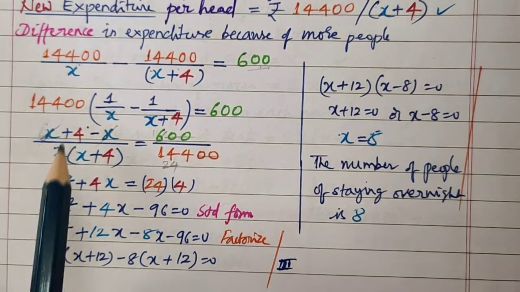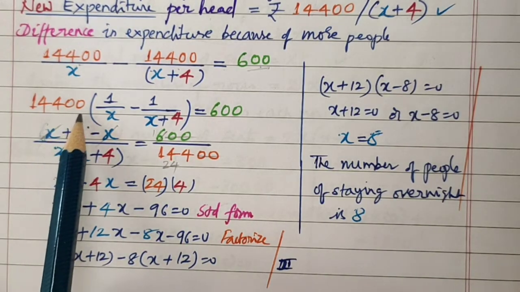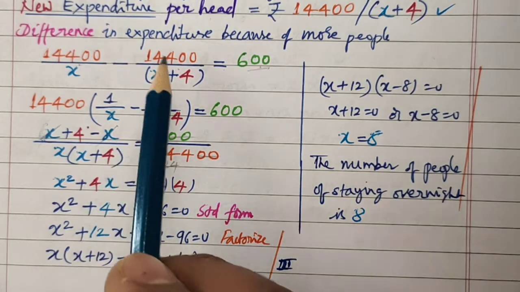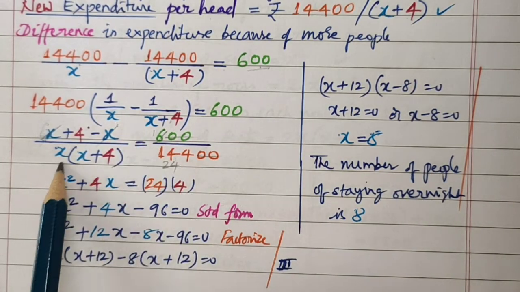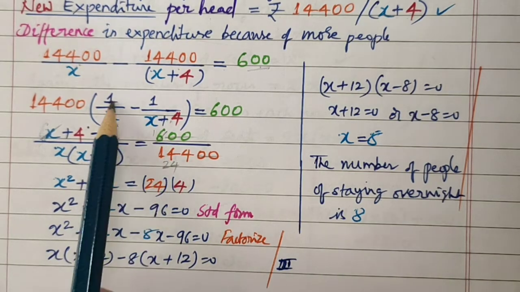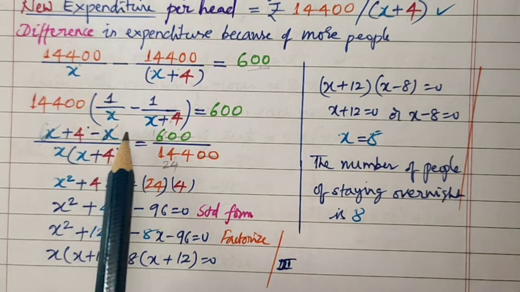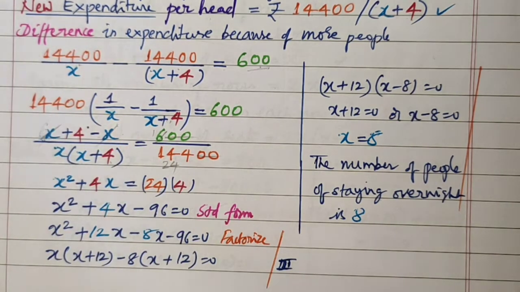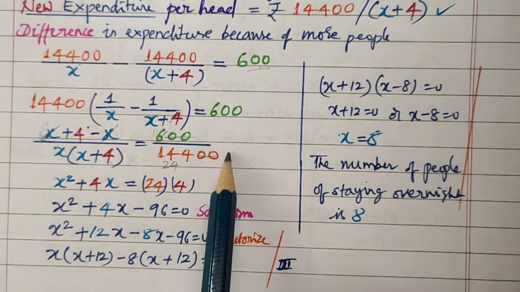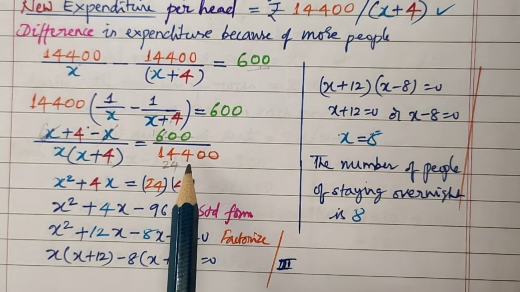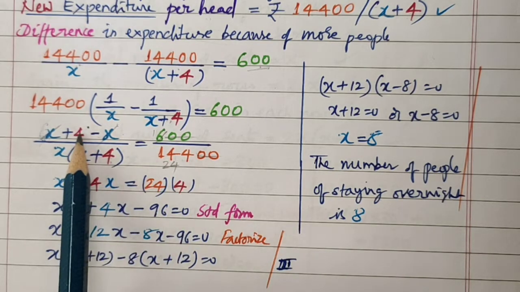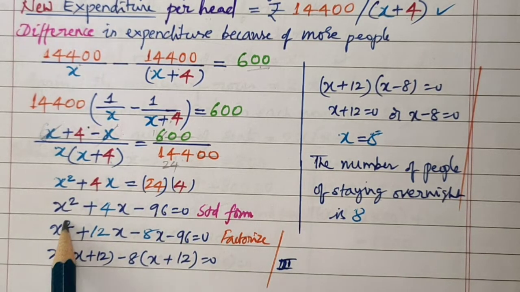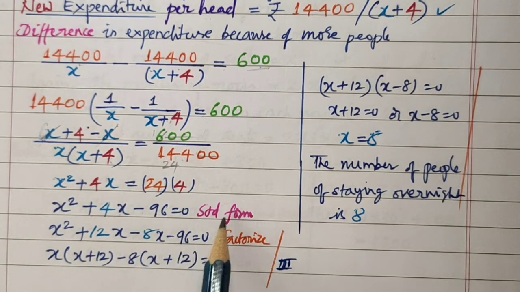Take out 14,400 as common, then 1 divided by x minus 1 divided by x plus 4 is equal to 600. Then take the LCM of these two, x into x plus 4. This goes here, x plus 4, this goes here, minus x, and 600 divided by this will give 6. 6 into 24 is 144, so x square plus 4x is equal to 24 into 4. That will become x square plus 4x minus 96. This is in the standard form of quadratic equation.